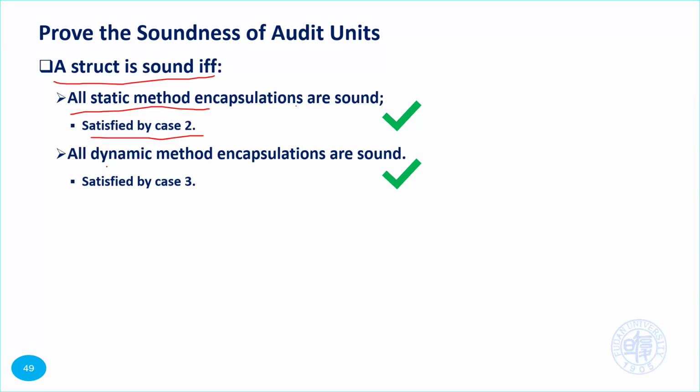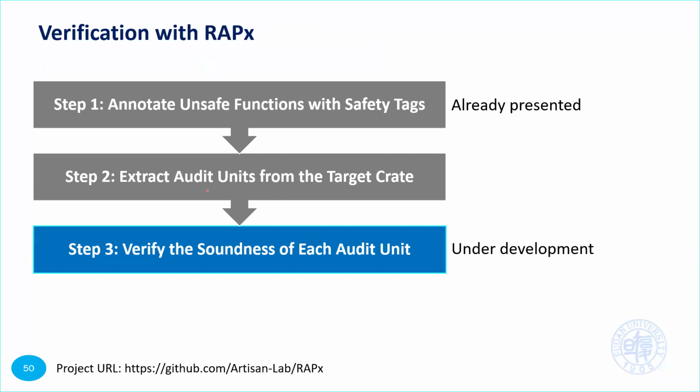And the second requirement is about dynamic methods. We also extract all such audit units related to dynamic methods. This is satisfied by case 3. Okay, so the last part is about how to verify the soundness of each audit unit. And this part is still under heavy development, so I will give some brief ideas.